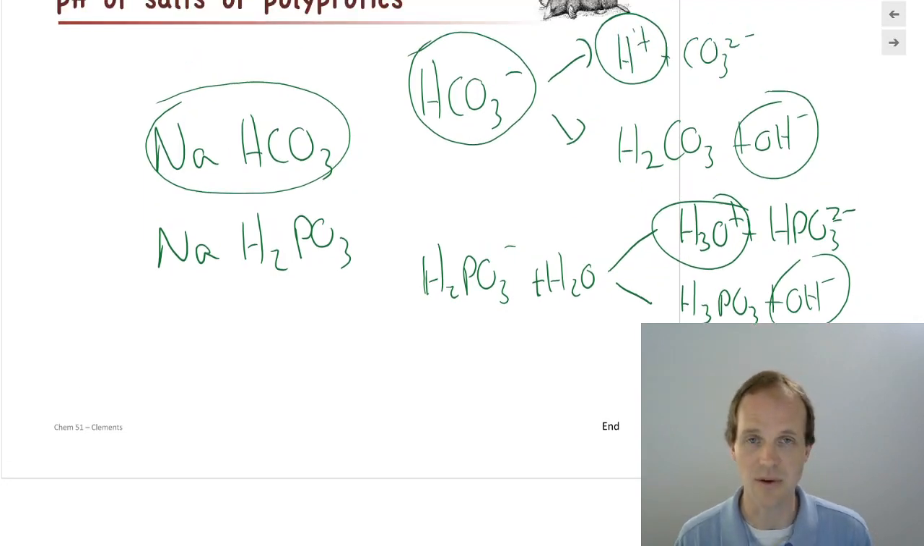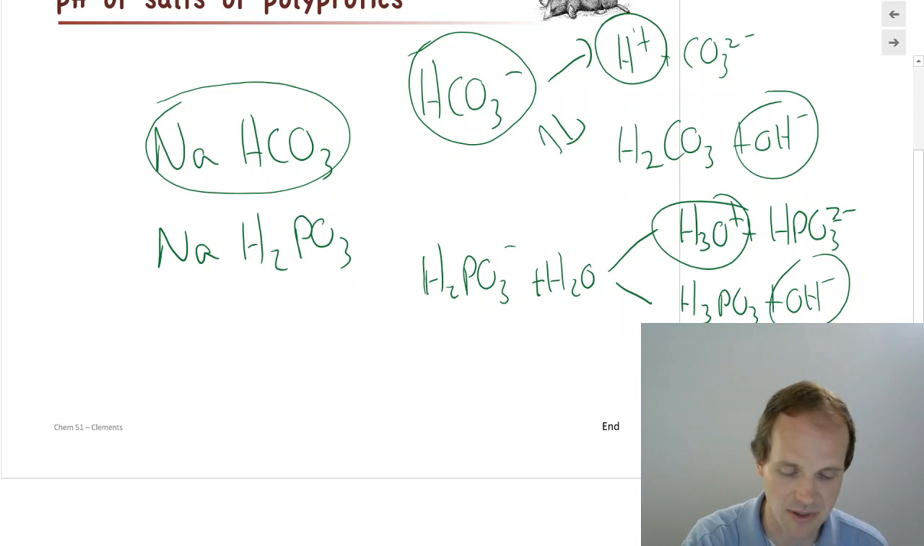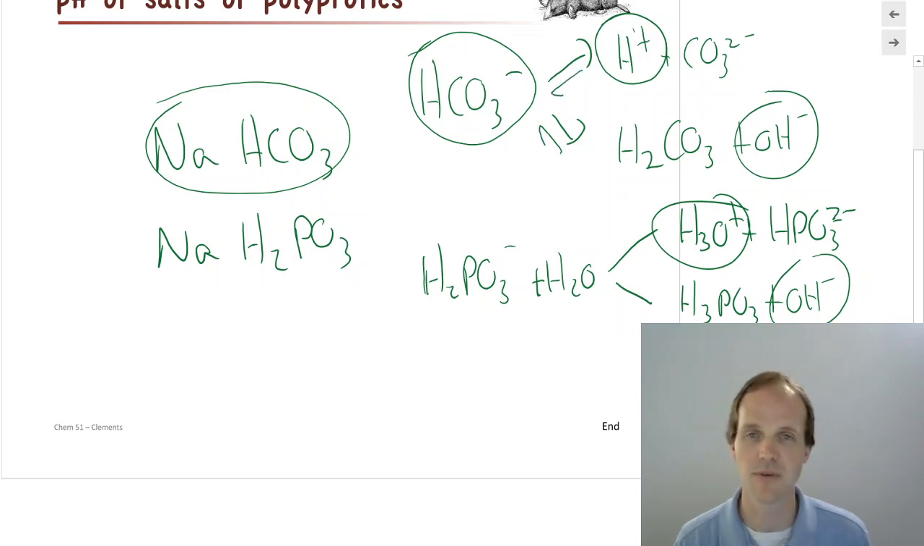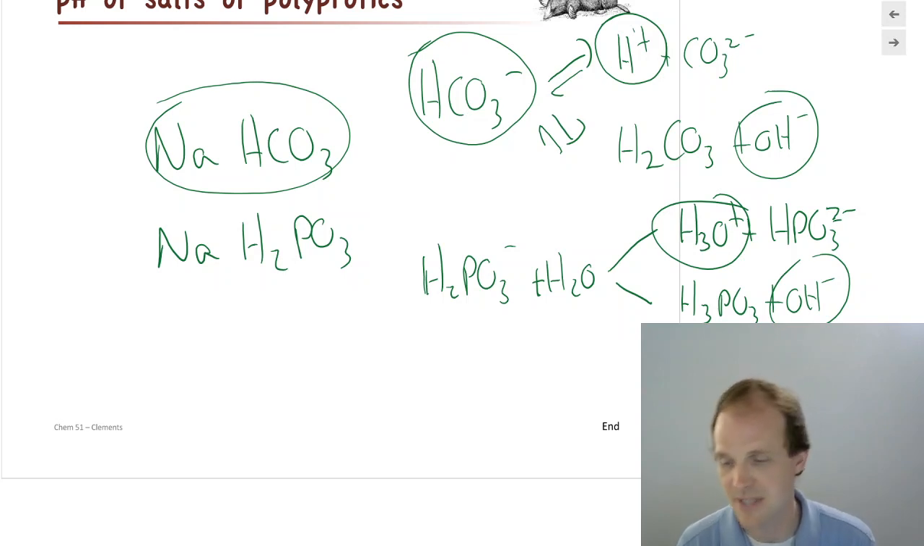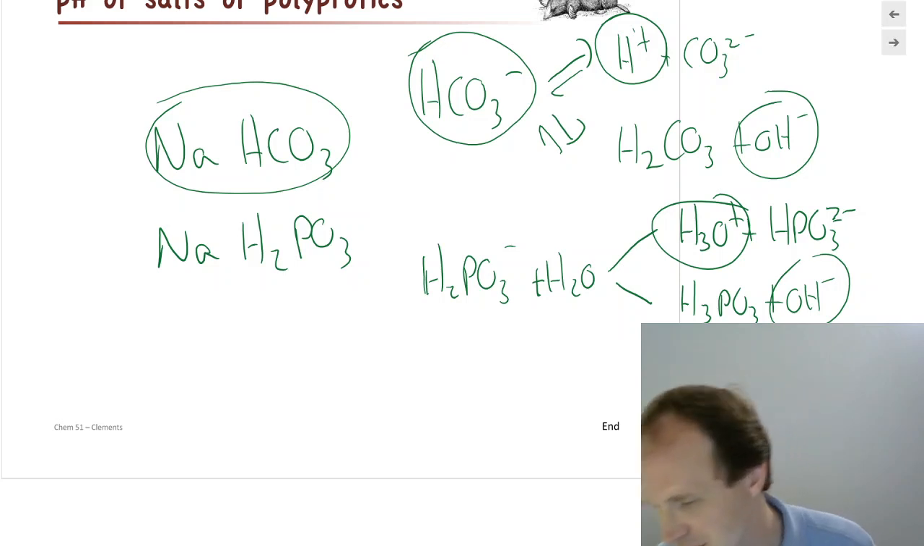So hopefully you got that one, even though I didn't say it explicitly. So how do we know which of these paths is going to dominate? Well, how do we know when we've got multiple equilibria, because these are actually all equilibrium? How do we know if we have multiple equilibrium, which one's going to dominate? And we did that when we talked about mixtures of acids. We said, hey, let's just look at the different K values. Now, how do we look at the different K values for this?